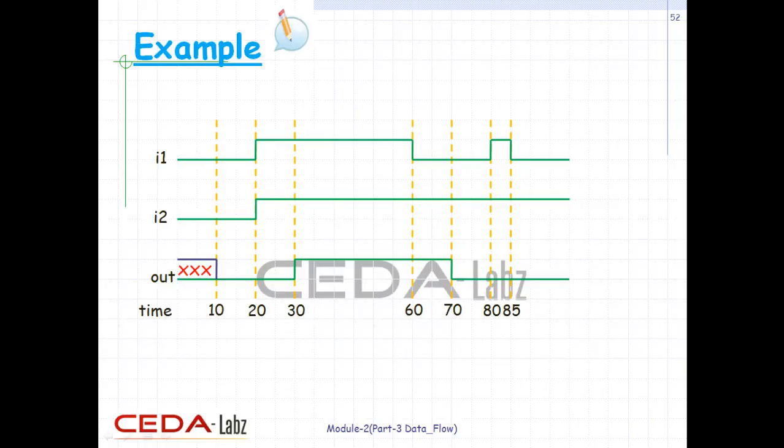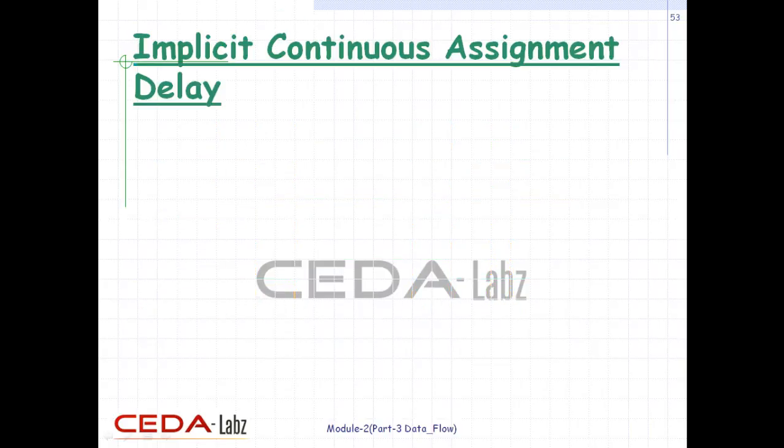However, I1 changes to high at 80, but it goes down to low before 10 time units have elapsed. Hence, at the time of recomputation, 10 units after time 80, I1 is 0. Thus, out gets the value 0. A pulse of width less than the specified assignment delay is not propagated to the output. Inertial delays also apply to gate delays.